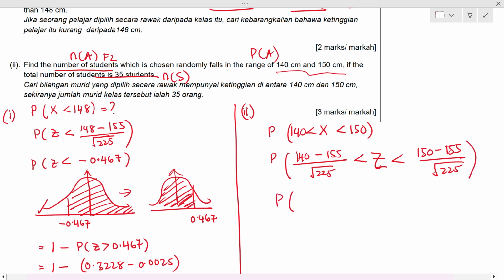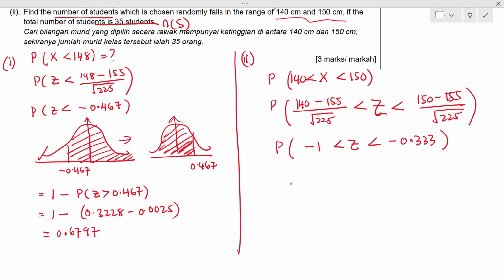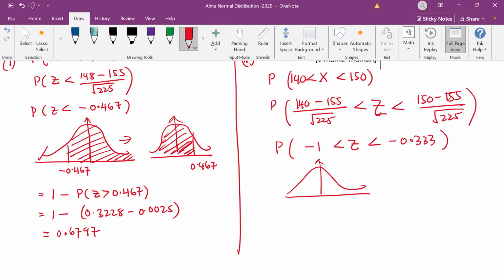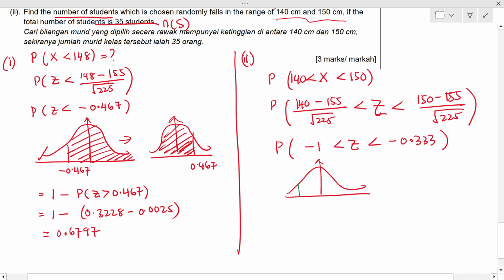Okay, next. Calculate to 3 decimal points. I perfectly get negative 1. This one I'm getting negative 0.333. And every time, don't forget to sketch your bell-shaped diagram. So your negative 1 should be here, and negative 0.333 should be here.